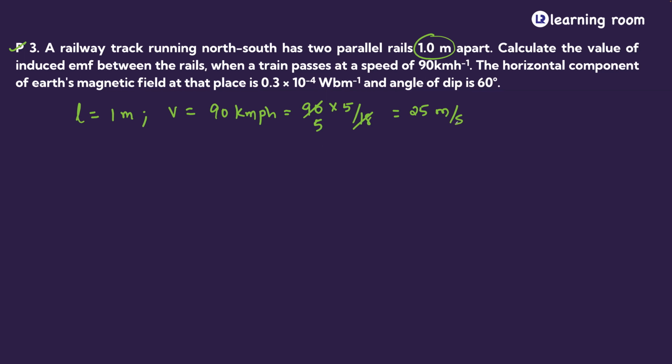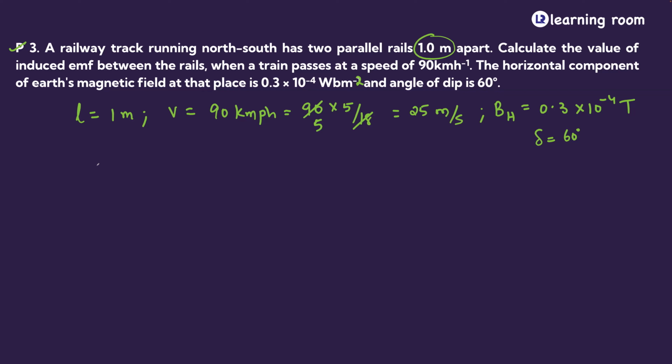Again, if you observe in this problem, the horizontal component of the Earth's magnetic field at that place is given as 0.3 into 10 power minus 4 Weber per meter square. Weber per meter square is nothing but Tesla itself. And the angle of dip is given as 60 degrees.